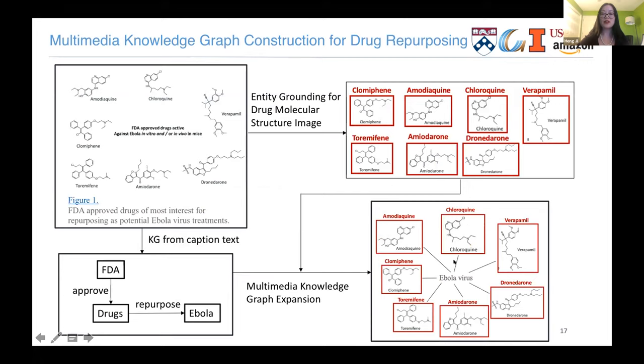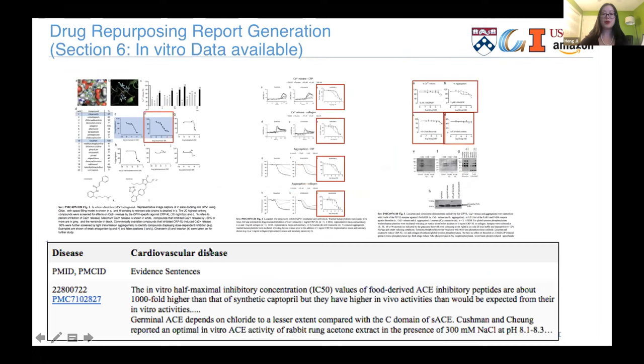You can see all these are grounded into the corresponding structures from the papers. For example, if we are showing these results for a drug repurposing report about in vitro data, in addition to the text evidence, we also show the corresponding sub-figure that is actually associated with a certain hypothesis in the knowledge graph.